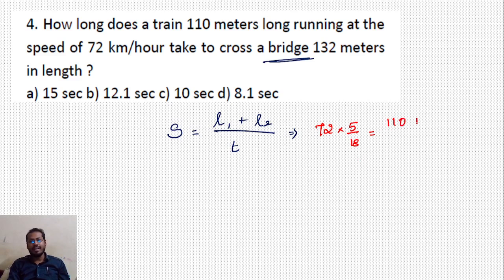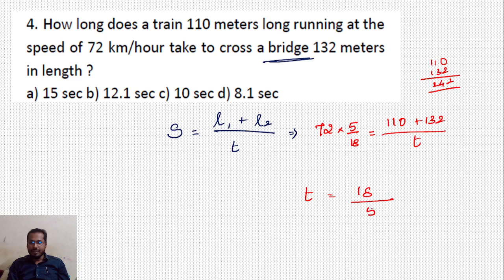Okay, and next one. A 110 meter long train and a 132 meter bridge. Over how much time was taken? Okay, so just add this, 110 plus 132, that is 242. Right? So T is equal to 242 over (5 by 18 into 72), that is 18 by 5 into 72 in the denominator.